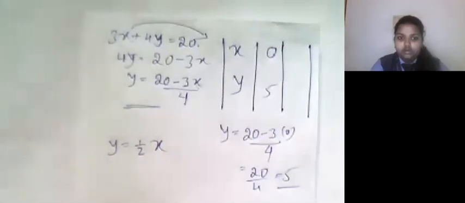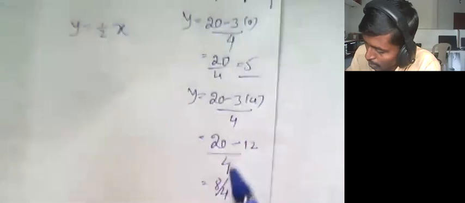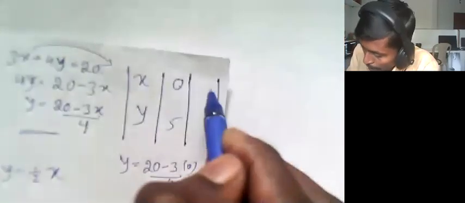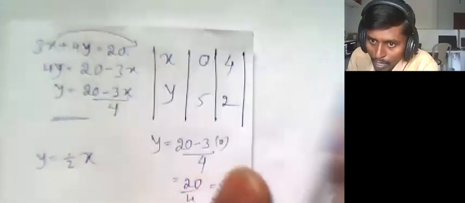What happens? Put x is equal to 4. y is equal to (20 minus 3 into 4) by 4. 3 into 4 is 12. Sorry, 20 minus 12 is 8 by 4, which is equal to 2. Yes, therefore this is a whole number. We should consider this value. Put x is equal to 4, therefore y is 2. This is the table.